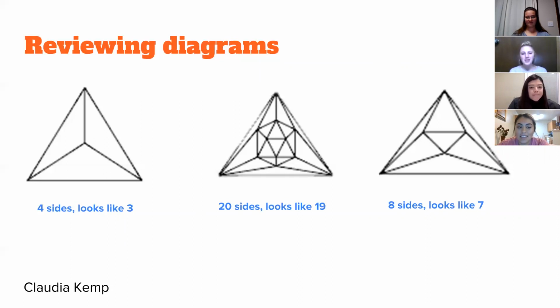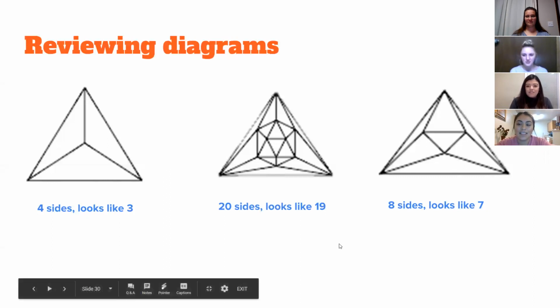For example, with these that we have here from the homework, we can see that the one on the far left looks like it only has 3 sides, but we know that it's supposed to be three-dimensional, so it actually has 4 faces, one being on the bottom. And then the same in the middle, it looks like 19, but we know that it has 20 because it's three-dimensional. And then the one on the right looks like 7, but actually has 8 because it's a two-dimensional figure representing a three-dimensional figure.